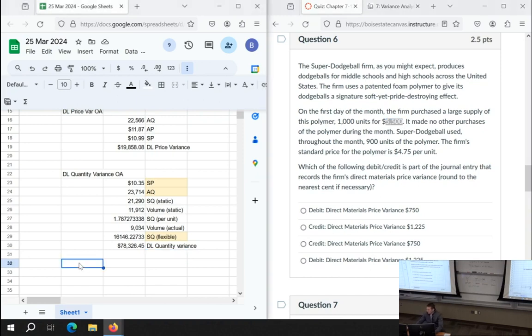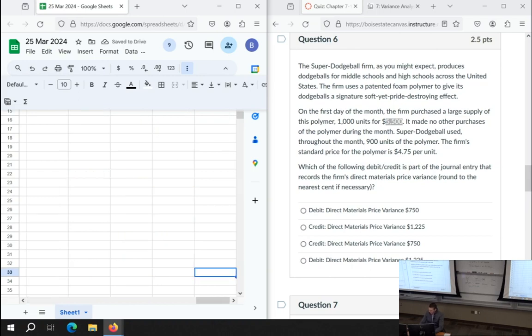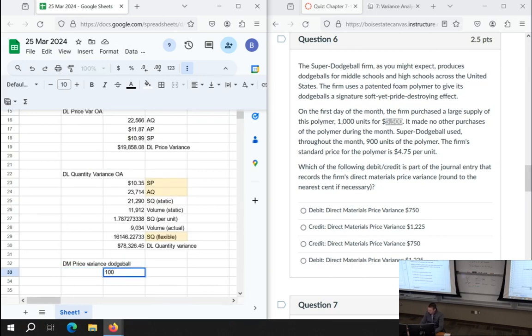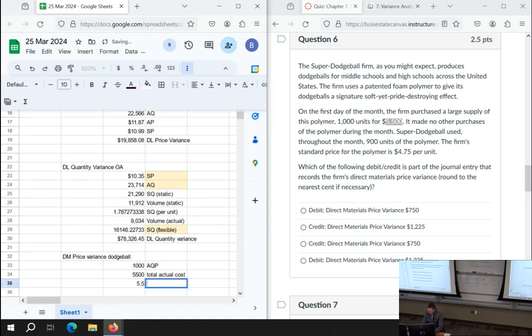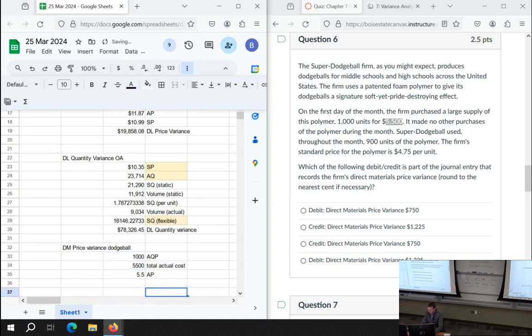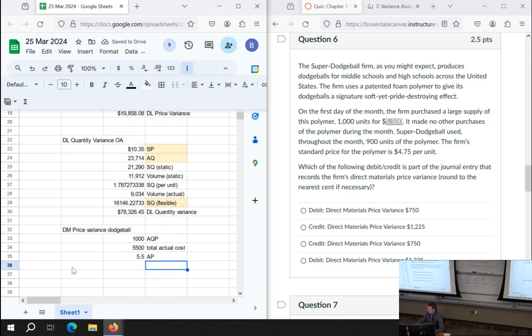Let's put that in the question here. DM price variance dodgeball question. Okay, so we have 1,000 units. Whoop. Had an unlock on. I don't know why I turned it off. 1,000 units, that's our actual quantity purchased. We have 5,500, that's total actual cost. And so 5,500 divided by that actual quantity purchased has to be our actual price. I wrote SP for some reason first. AP, that's our AP.